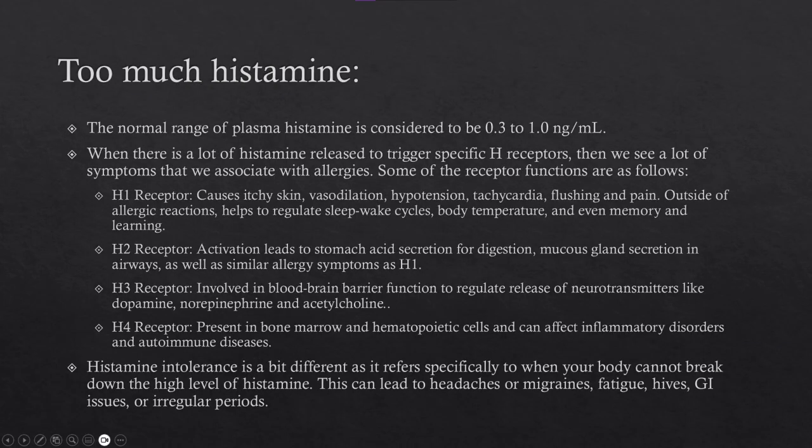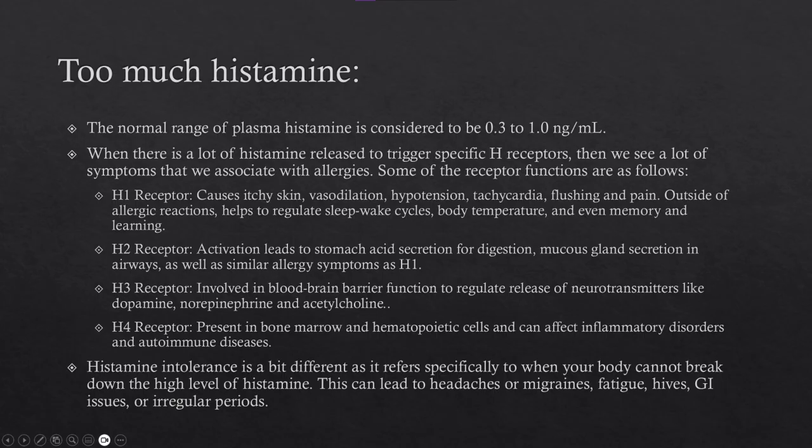The normal range of plasma histamine is considered to be between 0.3 and 1.0 nanograms per milliliter. Anything above 1.0 can be considered too much histamine, which can lead to histamine intolerance, allergic reactions, or more severe conditions like anaphylaxis. The symptoms will depend on which histamine receptors are activated and specifically to where they are located in the body.